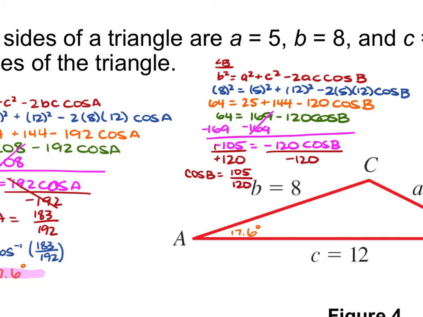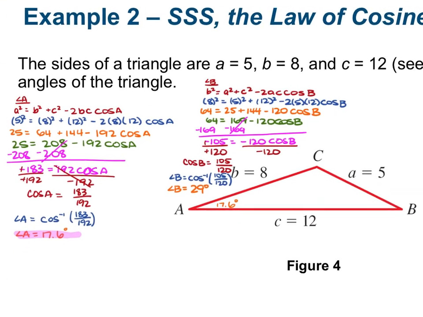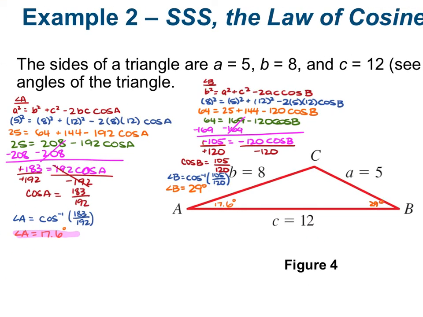If we're finding angle B, we're going to take the inverse cosine of 105 over 120. So use your calculator: inverse cosine 105 divided by 120, close the parentheses. We get the angle B is 28.955. If we're rounding to the nearest tenths place, that 9 is going to go up, so this is going to be 29 degrees. So angle B is 29 degrees.